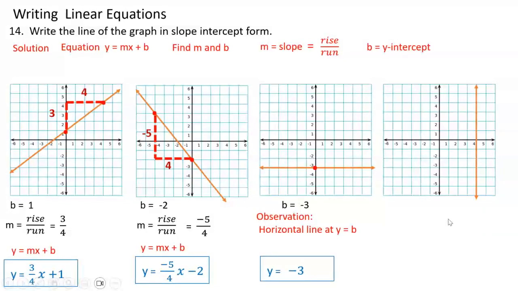Now on the last one, it's a vertical line, and the slope is undefined. So what was the observation? The vertical line will be x equals c, right? And c can be any number. So in this case, my c is going to be 4. So the vertical line will be x equals 4. That's how you find the equations of the lines when they give you a graph.